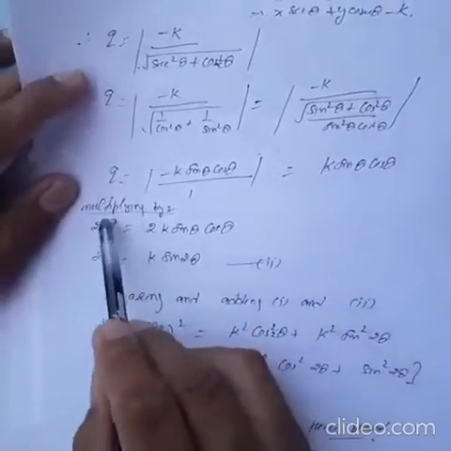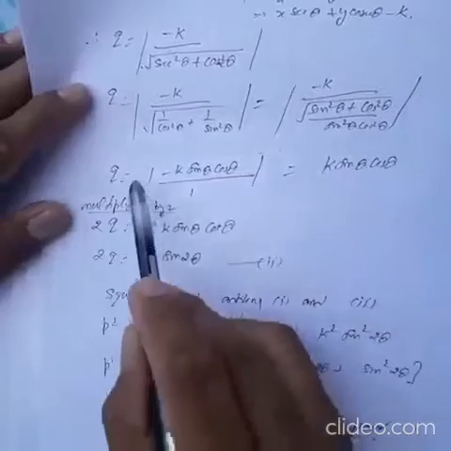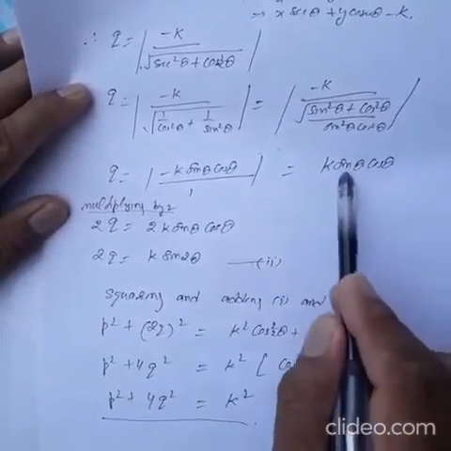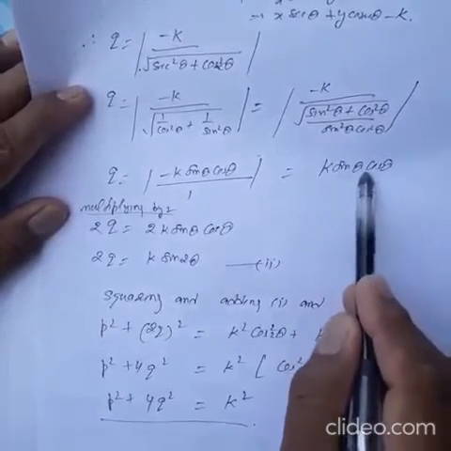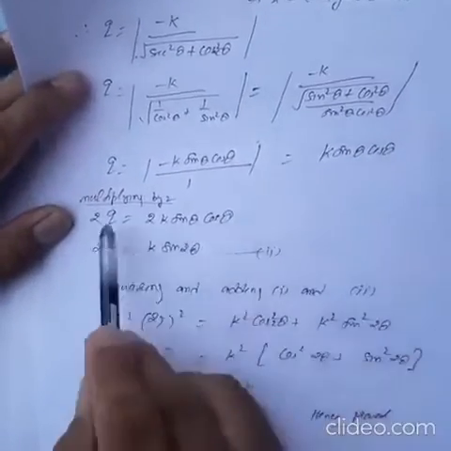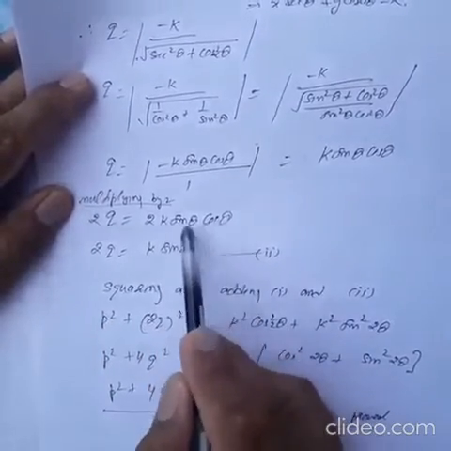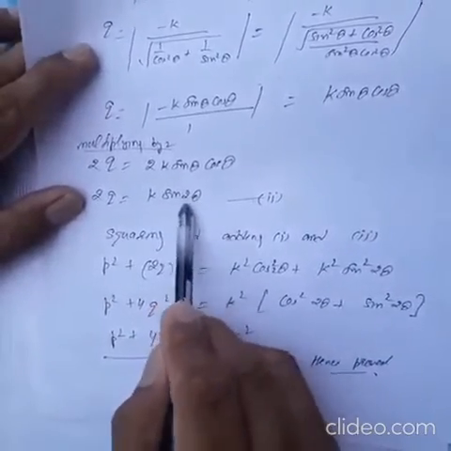Now, multiplying both sides by 2. Why are we multiplying by 2? Because we want to apply the formula for sin θ cos θ, and 2 sin θ cos θ is equal to sin 2θ. So multiplying both sides by 2, 2q = 2k sin θ cos θ, so 2q = k sin 2θ.